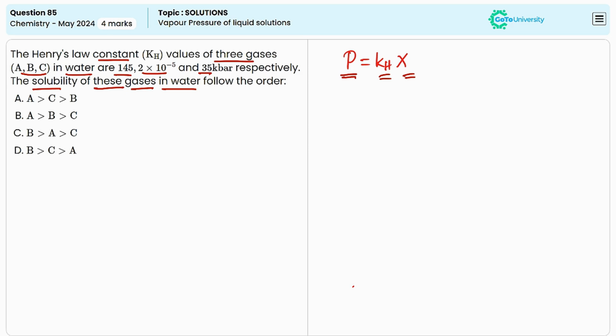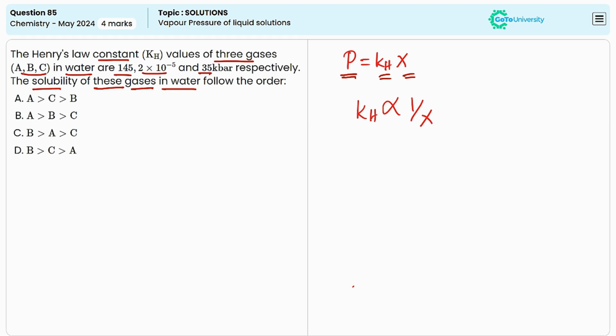Now, from this equation it is clear the relationship between Henry's constant and mole fraction of gas is inversely proportional. It means when the Henry's constant of the gas is increasing, their solubility in liquid will decrease.